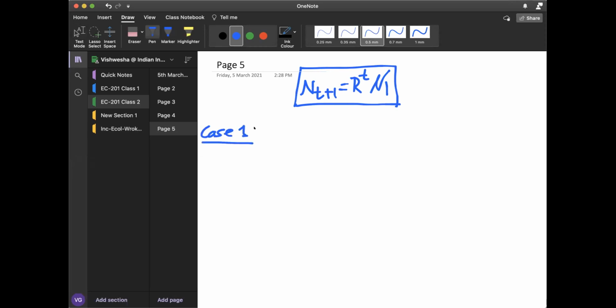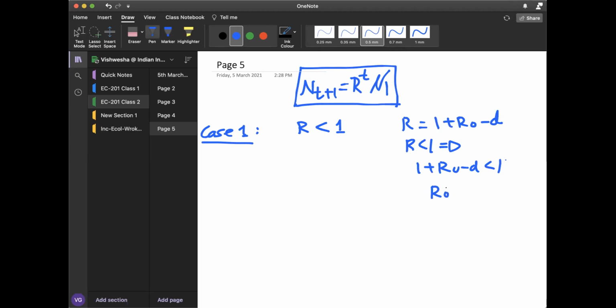Case 1, when R is actually less than 1. What does this correspond to? Remember that R is equal to 1 plus R0 minus D. If R is less than 1, what does that mean? It means that this entire right hand side is less than 1. 1 plus R0 minus D is less than 1. So 1 and 1 cancel. What that means is R0 is less than D. So the scenario I'm considering in case 1 basically means that R0 is less than D.